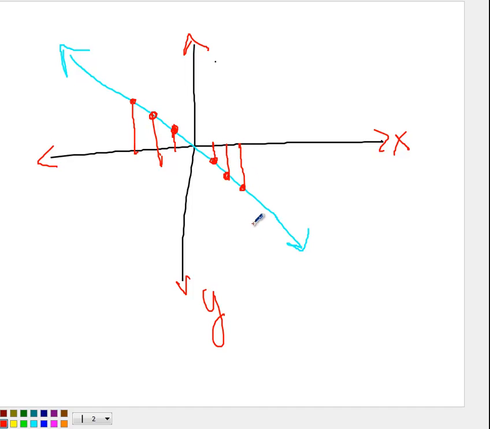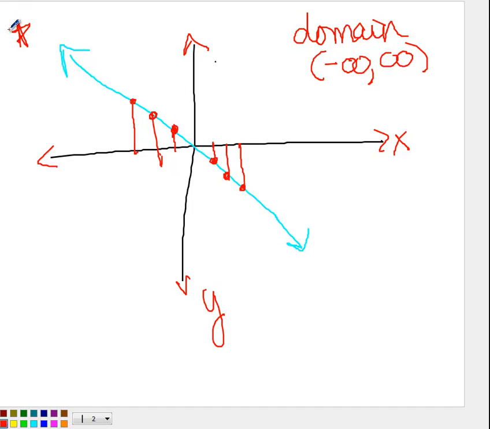Okay? So this line keeps going and going and going, so therefore the x's will keep going and going and going. So the domain will be from negative infinity to positive infinity. You always read the domain from left to right. So if you're going to read this graph, you would read it starting here, which will be negative infinity all the way down, going out for the x values to positive infinity.